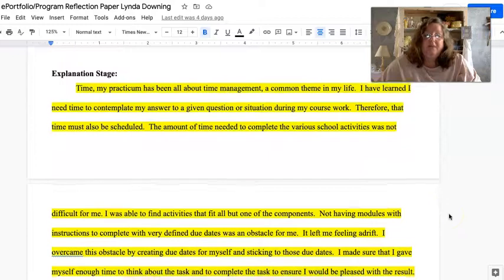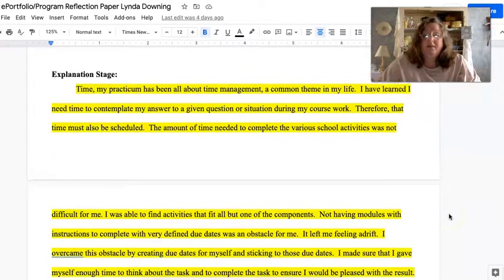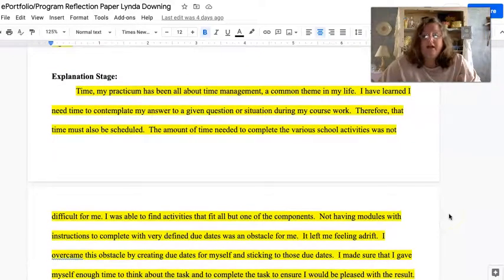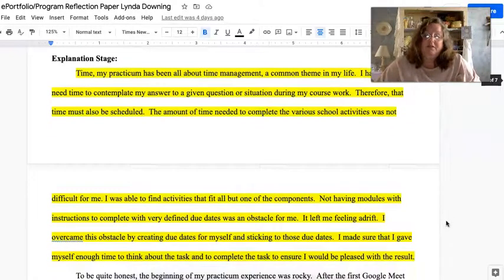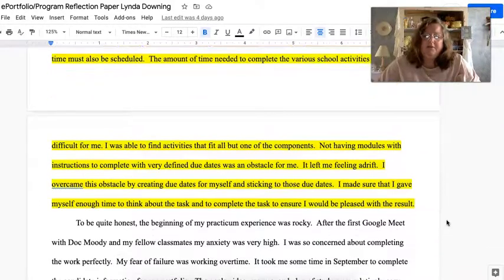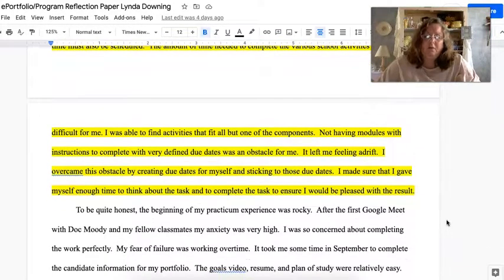So, time. My practicum has been all about time management, a common theme in my life. I have learned I need time to contemplate my answer to a given question or a situation during my coursework. Therefore, that time must also be scheduled. The amount of time needed to complete the various school activities was not difficult for me. I was able to find activities that fit all but one of the components.